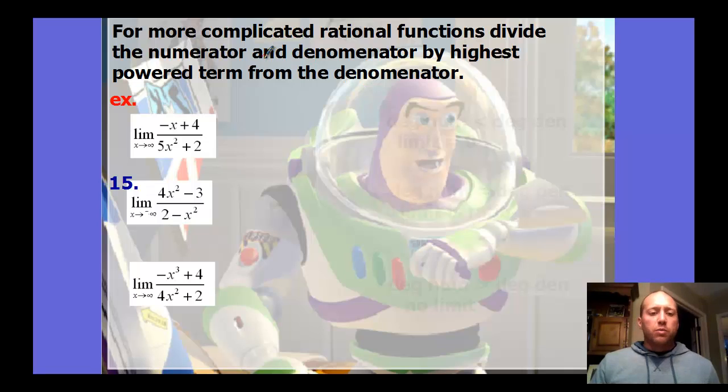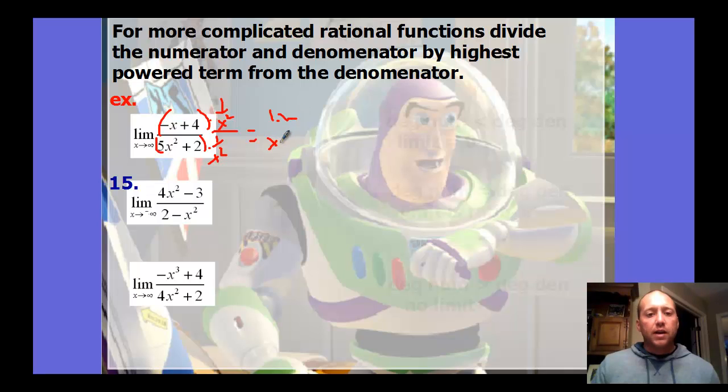We have some other ones that are a little more complicated. We have x in both the numerator and denominator for these rational functions. To deal with those, we can divide the numerator and denominator by the highest powered term from the denominator. You see we have x squared in this first one. So let's multiply the numerator by 1 over x squared and the denominator by 1 over x squared. We are multiplying by a value of 1, so we're not changing the problem. We're just manipulating what it looks like.